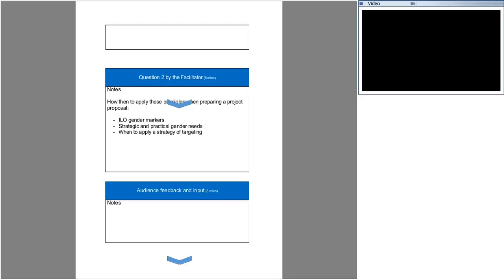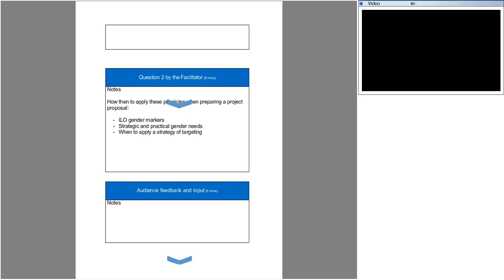So this is more about how we apply these basic principles of equality between women and men workers. How do we actually apply them practically to promoting gender equality as project designers or people that manage projects?